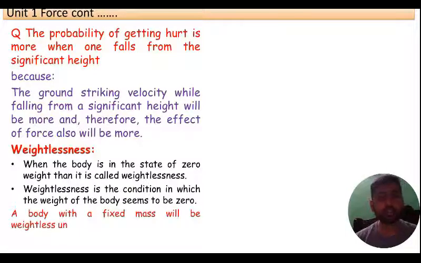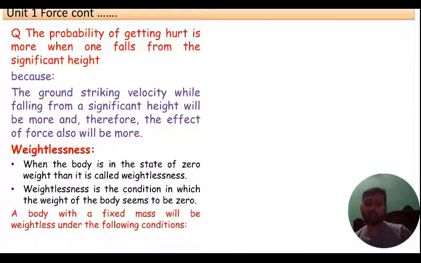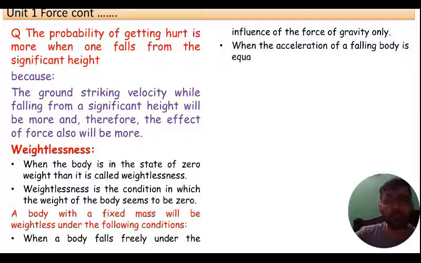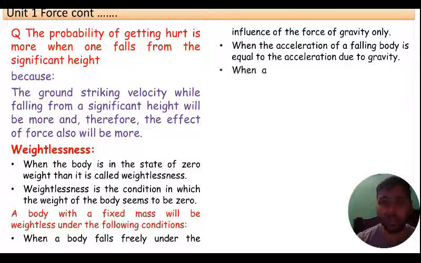A body with a fixed mass will be weightless under the following conditions. Conditions of weightlessness: when a body falls freely under the influence of the force of gravity only, when the acceleration of a falling body is equal to the acceleration due to gravity.